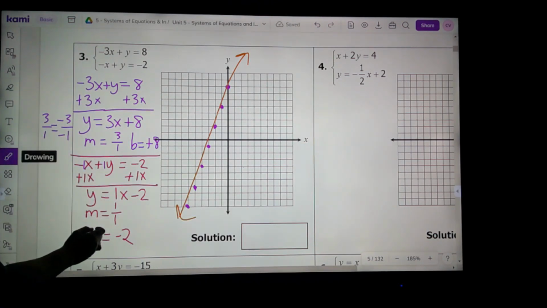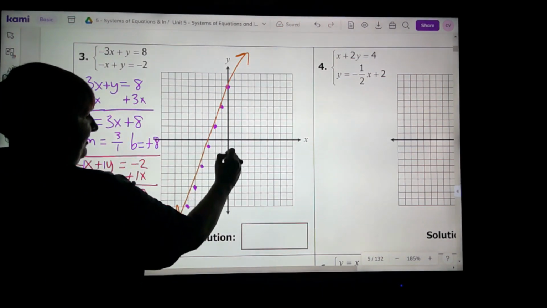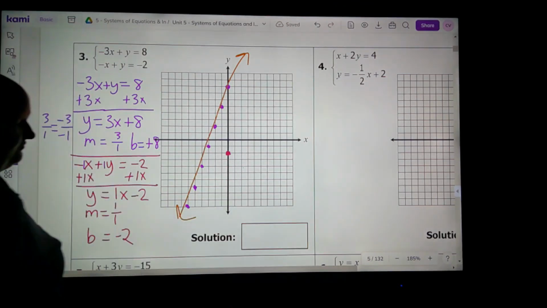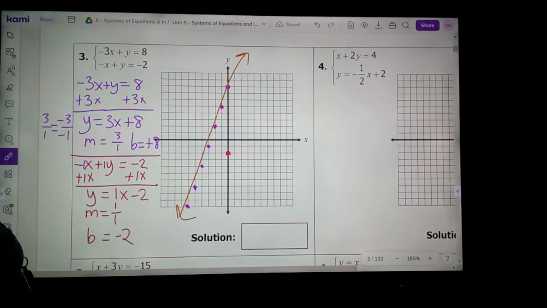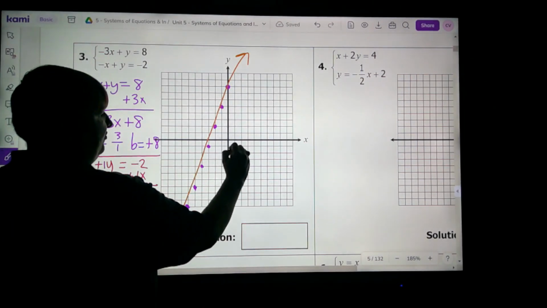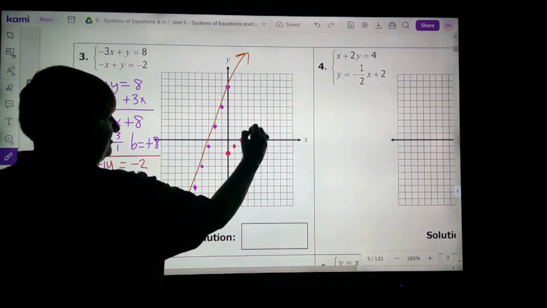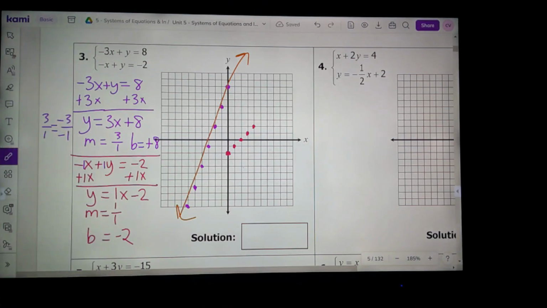Alright, second line. First point, my y-intercept goes on the y-axis at -2. Origin, -1, -2. The origin is 0. Always remember that. The origin is 0, 0. My directions are up 1, right 1. If I go up 1, right 1, it's not going to intersect in this direction. I have to go the other direction.